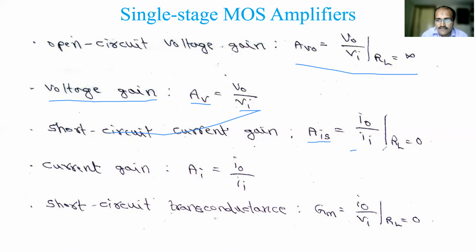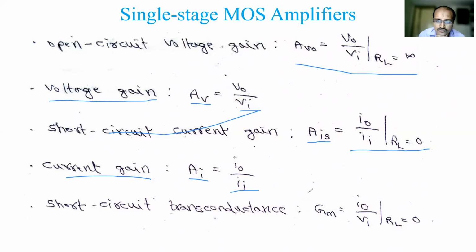It is I0 by Ii when RL equals 0. RL equal to 0 means what? In the case of current gain, we call that RL is 0. In the case of voltage gain, we call RL equal to infinity, meaning again RL is not connected. When RL is connected, we call that just current gain, denoted as Ai, I0 by Ii. There is no condition to define that. Hope you understood input resistance, Ri, Rin, Avo, Av, Ais, Ai.